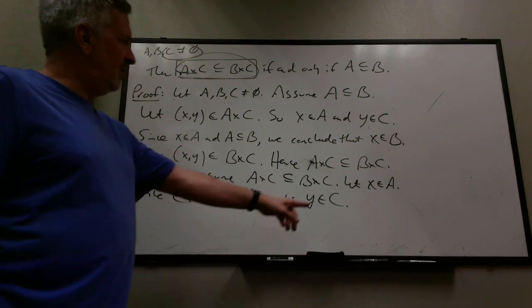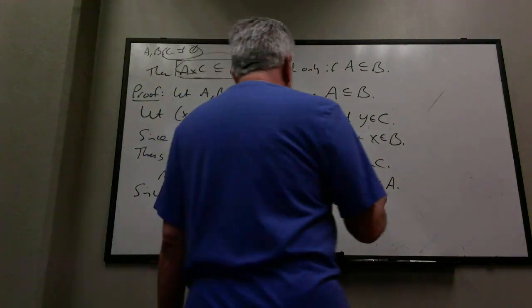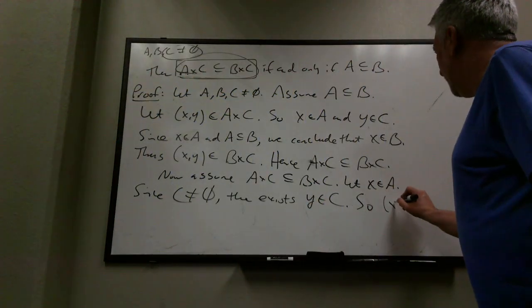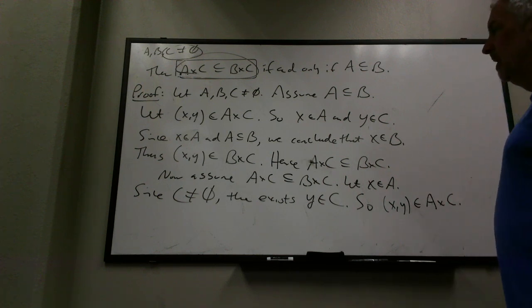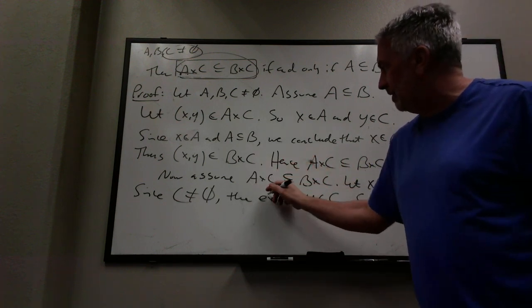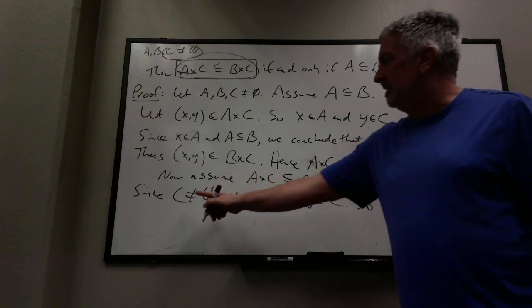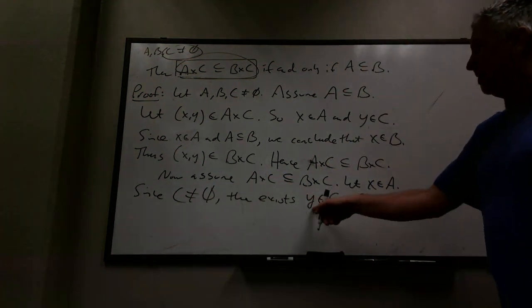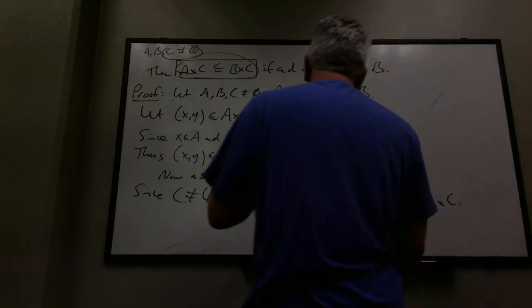So what do we have here? I have an element X in A. I have an element Y in C. So that means XY is an element of A cross C. So do you see, I had an element in A. I'm trying to create an element in A cross C. But I don't have an element in C, but since C is non-empty, there is one, so I just called it Y. Okay, so now XY is in A cross C, and now we can use our hypothesis.